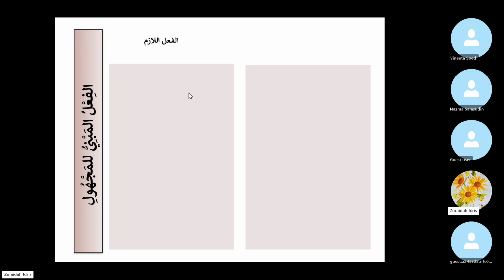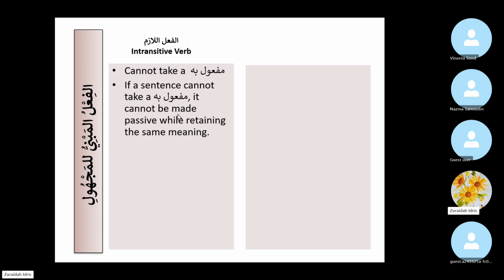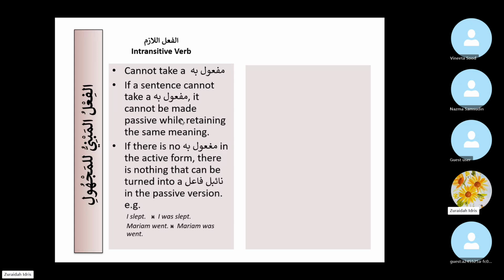Okay, let's go on. We said here again, intransitive, lazim. So meaning we cannot make this passive. Remember that, because it cannot take a maf'ul bihi. So it cannot be made passive while retaining the same meaning. Now, if there's no maf'ul bihi in the active form, there is nothing that can be turned into a naibul fa'il in the passive version. So like, I slept. I was slept. Doesn't make sense, does it? Mariam went. Mariam was went. No, it's hanging.